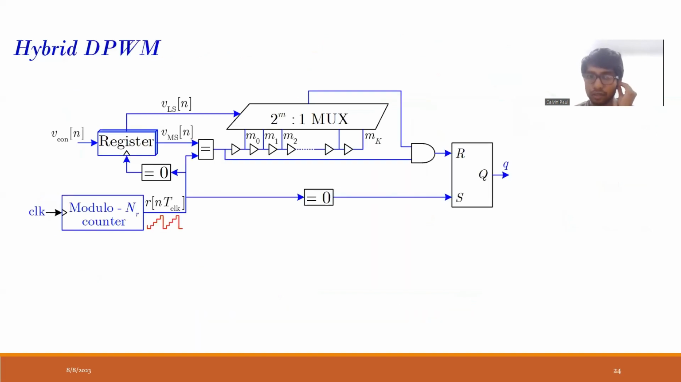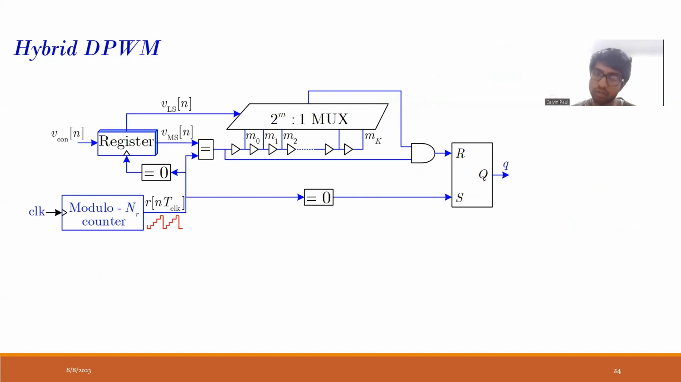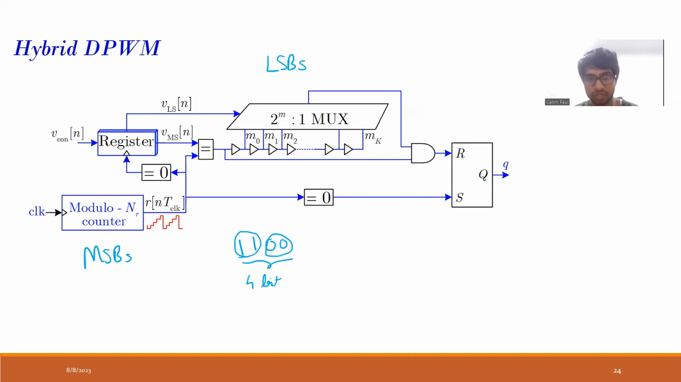So what we do is we use the modular counter also, and we use the delay line approach also. The modular counter sets the MSBs, and the delay line is for the LSBs. So the MSBs, let us assume there's a value 1100. 1100 is a 4-bit number. I take these two as my MSBs and these two as my LSBs. These two correspond to the modular counter. These two correspond to the delay line approach.